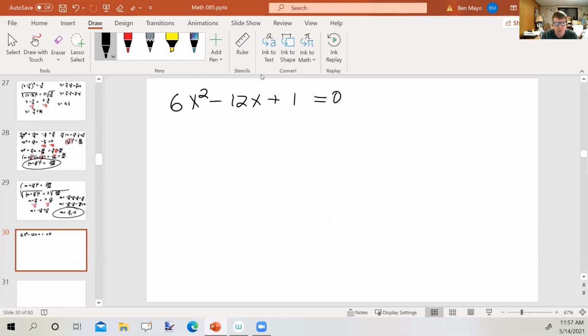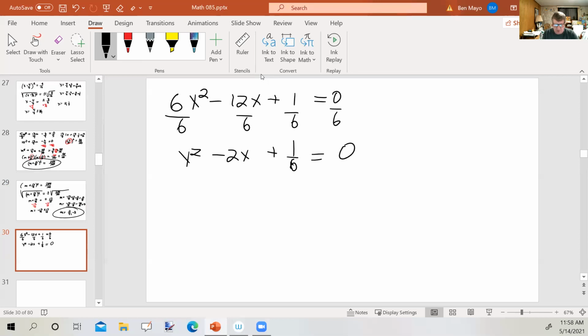So the first thing is to get the leading coefficient, the coefficient of the variable squared term, equal to 1. So we're going to divide each term by that coefficient. Divide by 6, divide by 6, divide by 6. That gives us x squared minus 2x plus 1/6 equals 0.